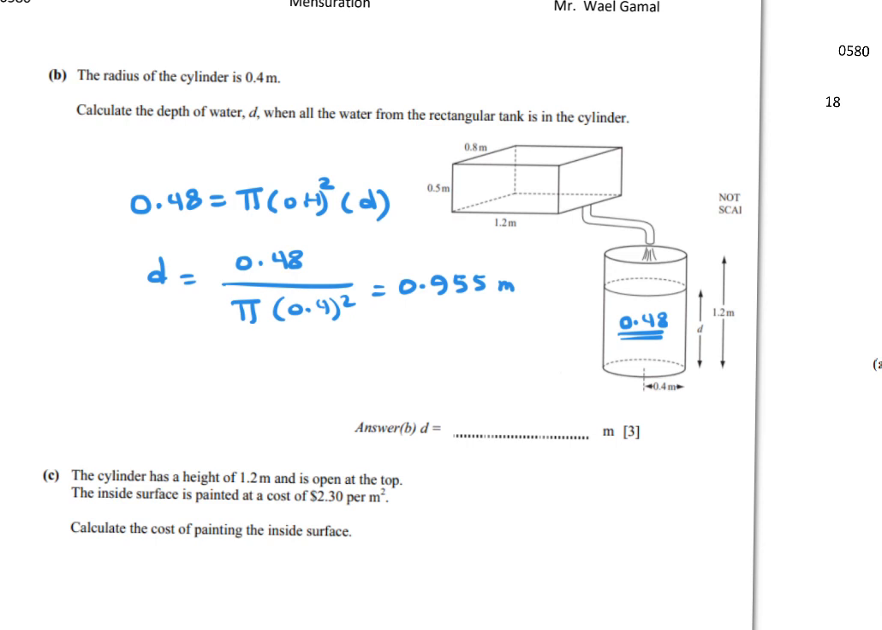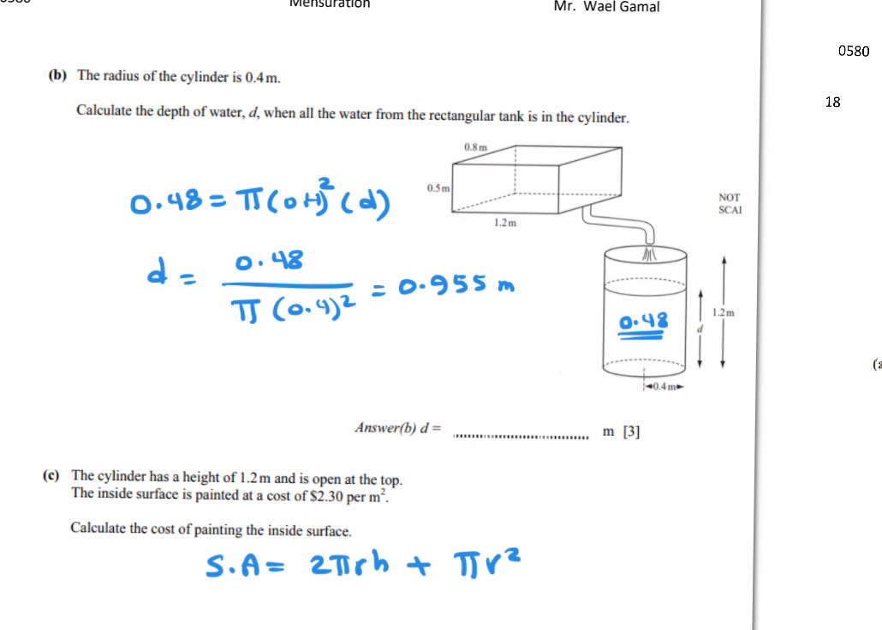The total surface area in general for the cylinder is 2πrh, this is the lateral area or the curved area, plus 2πr² if you have two bases. But if it's open from the top, so we have one base, so πr². So this is the total surface area if it is open from the top: 2πrh plus πr², because it's open from the top.